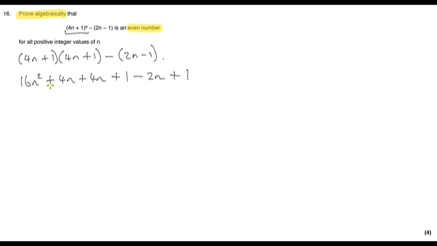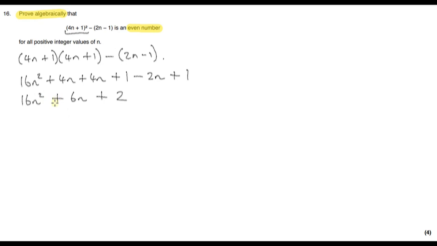Okay, let's simplify this now. So we've got 16n squared. We've got 4n plus 4n, that's 8n. 8n minus 2n is 6n, so plus 6n. And then we've got 1 plus 1, which is plus 2. Now, we can't simplify this anymore, but we need to prove that this is an even number. So for any value of n we put in here, we will always get an even number.